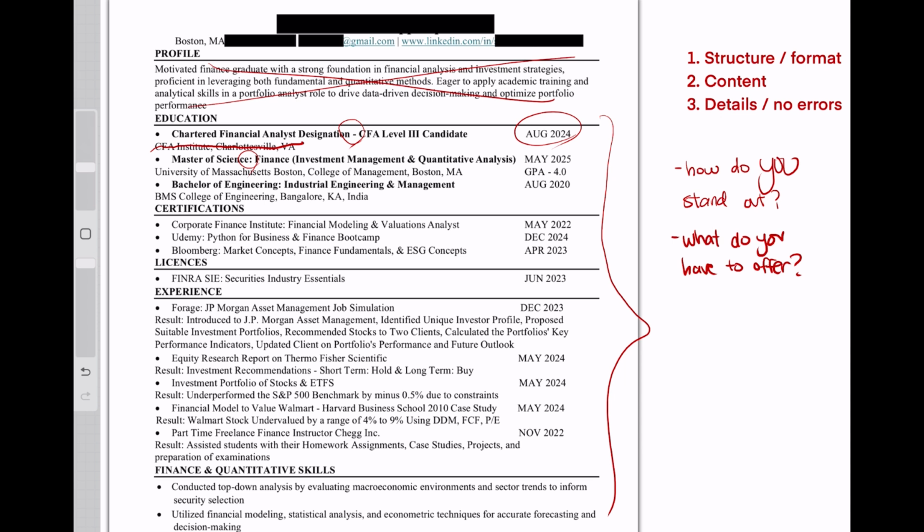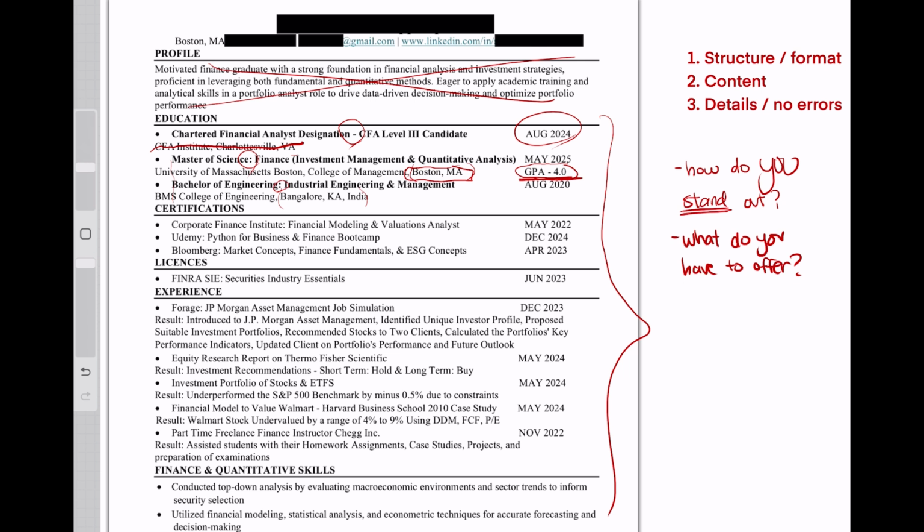I would put the location separately and then line up the University of Massachusetts and BMS College of Engineering. And then you can put in brackets Bangalore, India. And then here the GPA 4.0 doesn't match dates, so do not put that here. And GPA 4.0 is something that you want to highlight because that is one of the things that make you stand out. You could even put Master of Science Finance and then a dash, GPA 4.0.